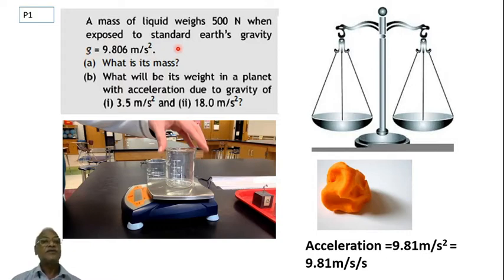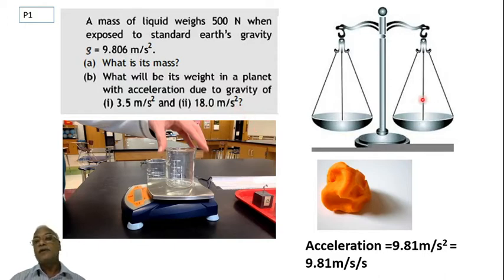Now what is asked is, what is its mass, and what will be its weight on a planet with acceleration due to gravity 3.5 meter per second squared?